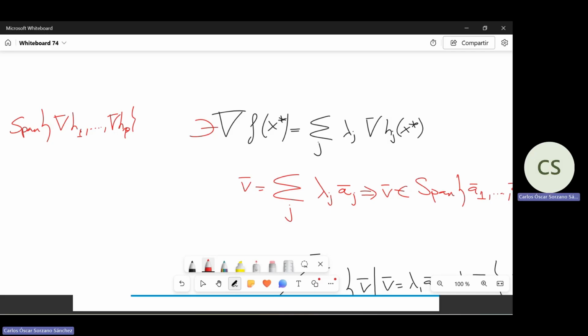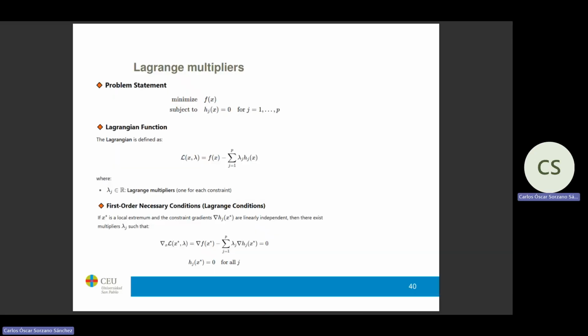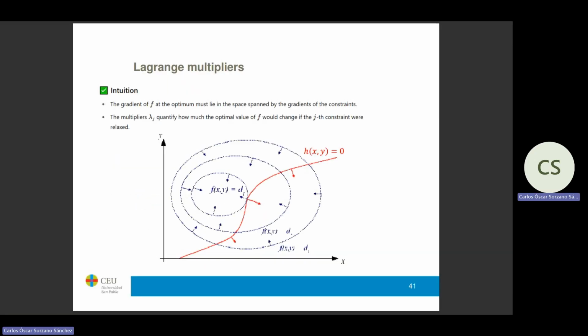So the gradient of the function must be in the space spanned by the gradient of the constraints, always evaluated at that point. Okay, so let's see if that's so. This is a geometrical minimum. So we have a function, and here we have the isolines, the isocurves of that function. So the minimum of the maximum is there.